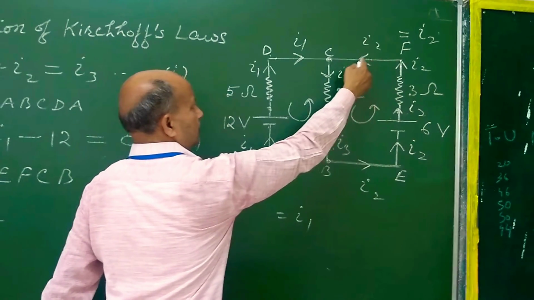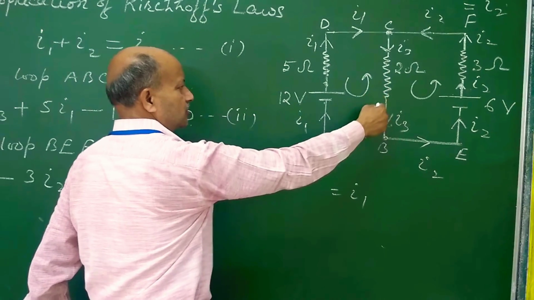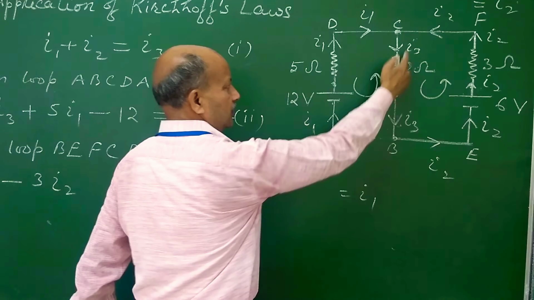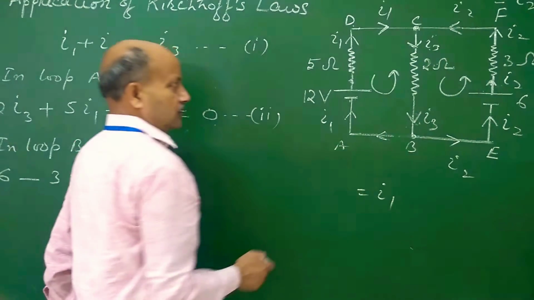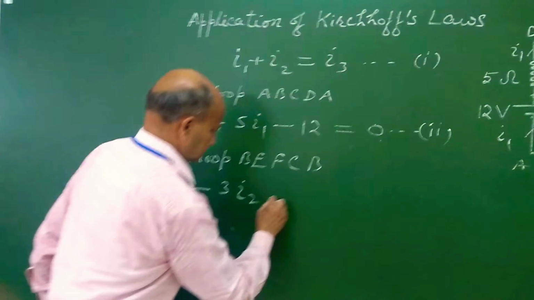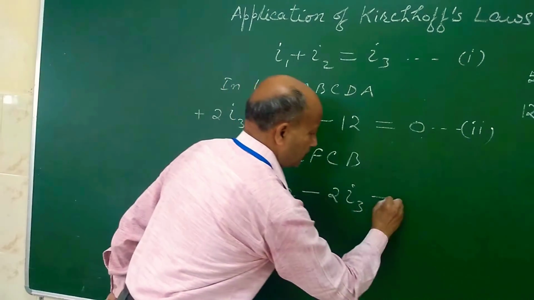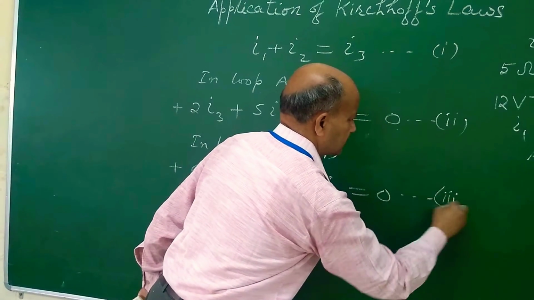Again, consider the same loop. There is no rise or fall in this direction. Now we again travel in the direction of current. So there will be a fall in potential, and that fall will be equal to IR. I is I3 here, R is 2. So the fall will be minus 2I3, and the sum of all potential differences will be equal to 0 according to Kirchhoff's rule, and this is equation number 3.